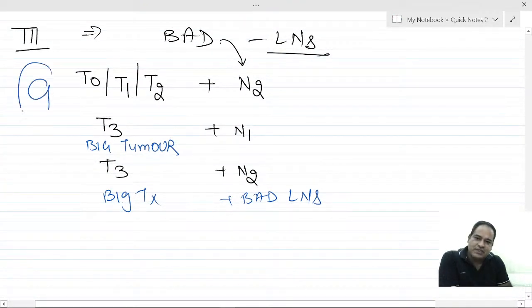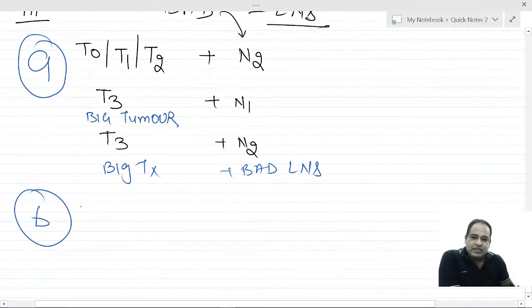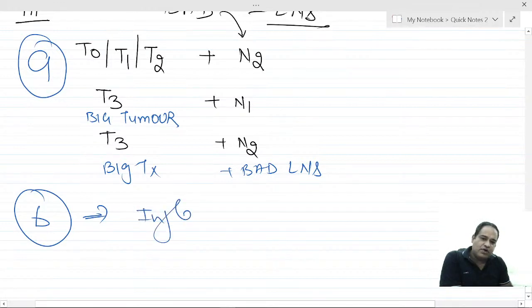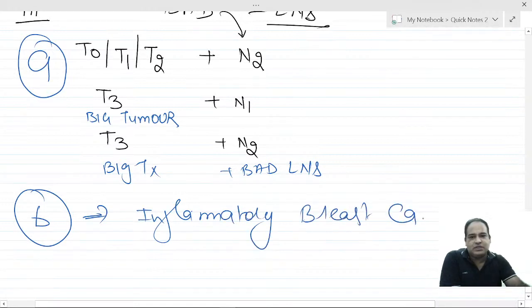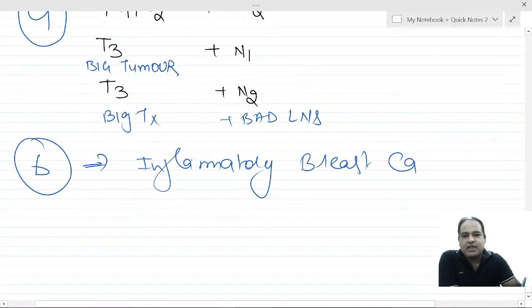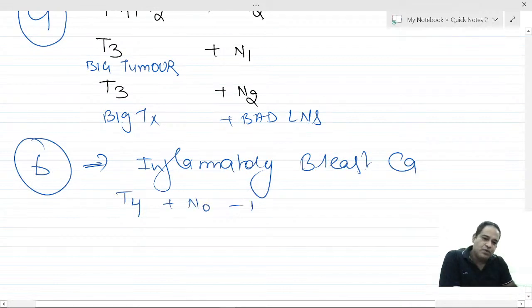So let's call this A. Let's call this B. 3B is the stage of inflammatory breast carcinoma. So it should be T4. Fine. T4 plus N0, N1, N2.